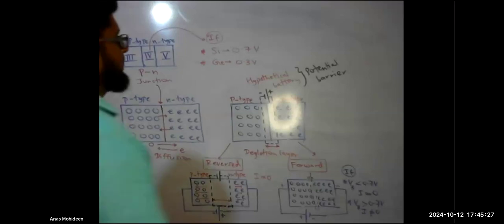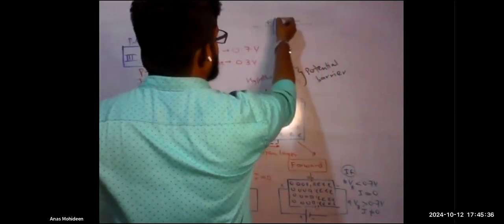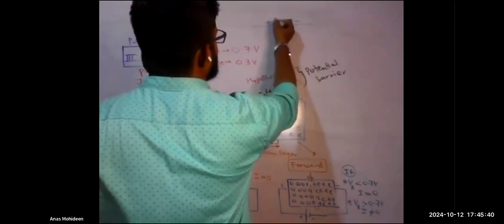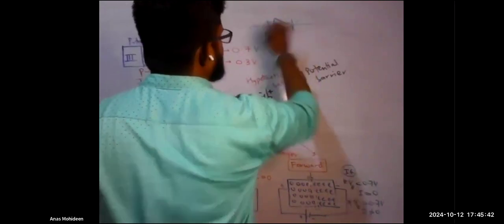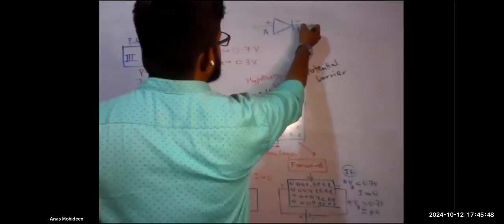So what is the direction? When you come to the symbol, this is the symbol of the PN junction. This is plus, this is minus. A triangle you can see with a slight line in this way. Plus is called A, anode, minus is called K, cathode. This is the symbol. Without AK, without plus minus also we can use.